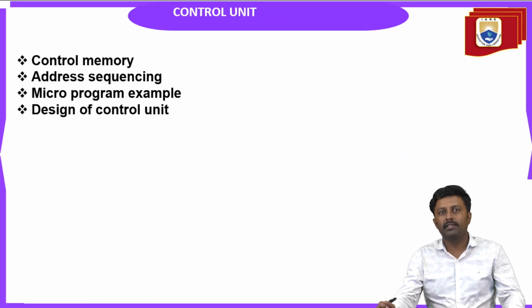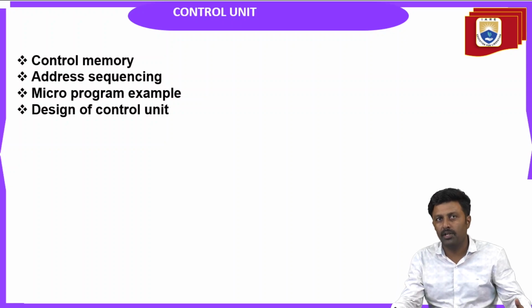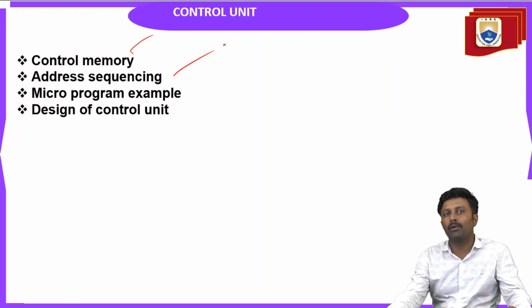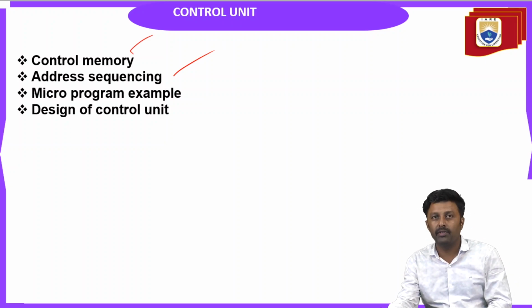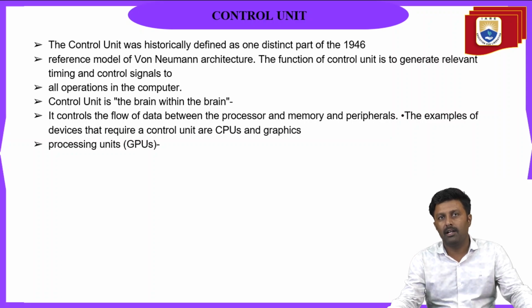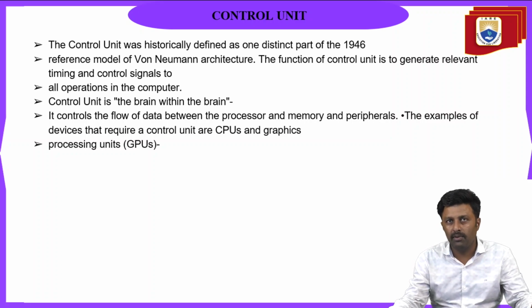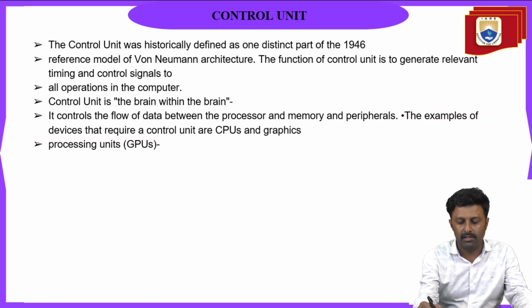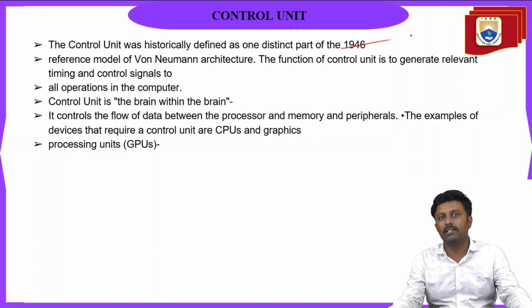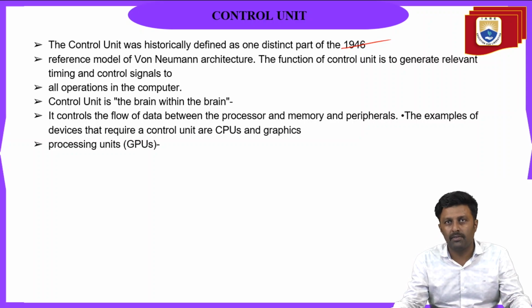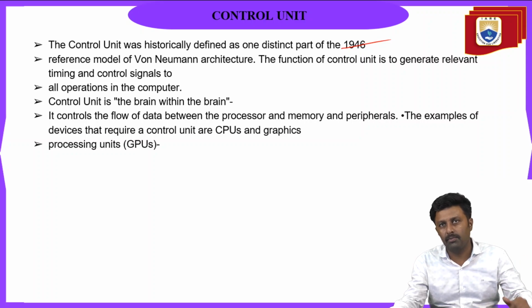In this video lecture, I will be discussing control memory, address sequencing, a microprogram example, and the design of a control unit. First we will discuss the control unit. The control unit was historically defined as a distinct part in the year 1946. With the reference model of Von Neumann architecture, there are basically two types of computer architecture: Harvard and Von Neumann architecture.